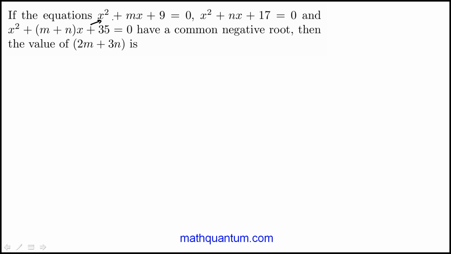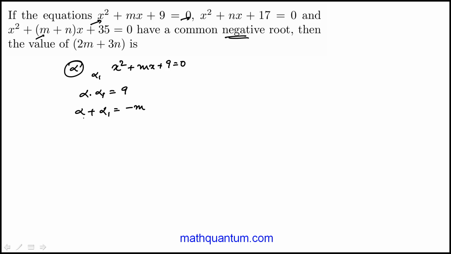So here we're told that these three quadratic equations have a common negative root, and I'm going to call that alpha. If I start with the first quadratic equation, let's say the other root is alpha 1. Then I know that the product of these two roots is equal to c over a, which in this case would be 9. And the sum of those two roots would be equal to minus b over a, or minus m.